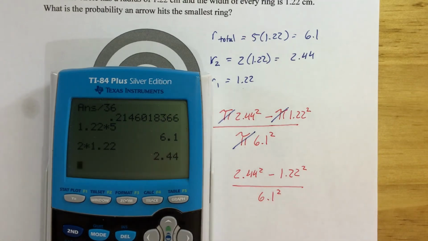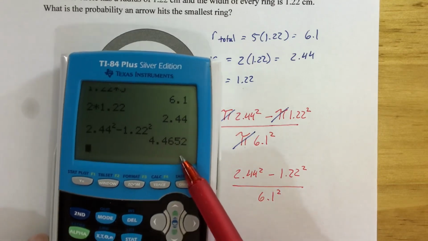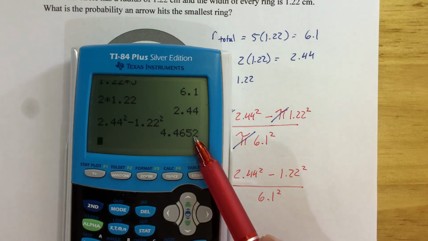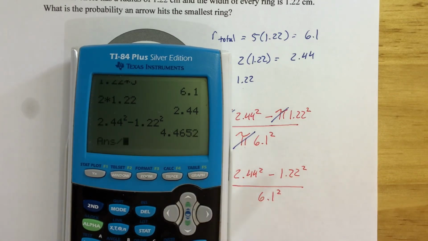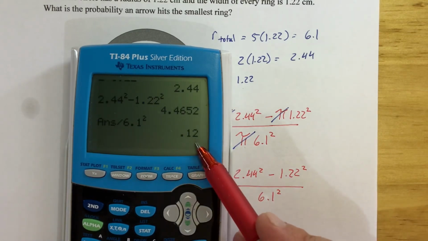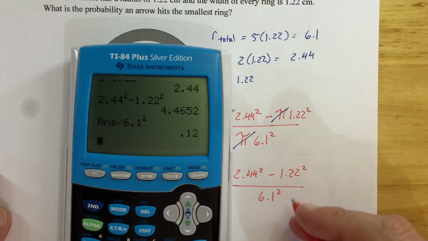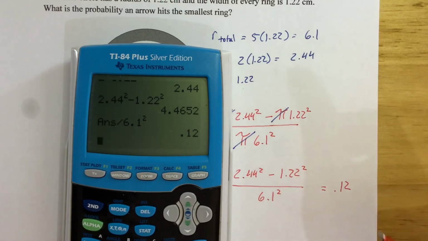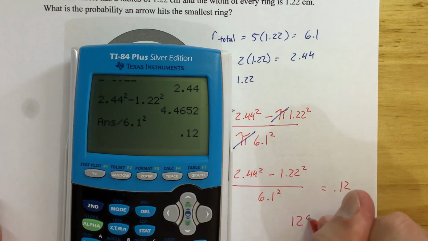All right, so from here, you really just type it in. That's all it is. 2.44 squared. We're going to subtract 1.22 squared. Okay, and that is going to represent our numerator. That is our favorable area, that white ring. We'll divide that by 6.1 squared. And we end up with that number, which actually turns out to look pretty nice. So we get 0.12, but as a percentage, that is going to be 12%.